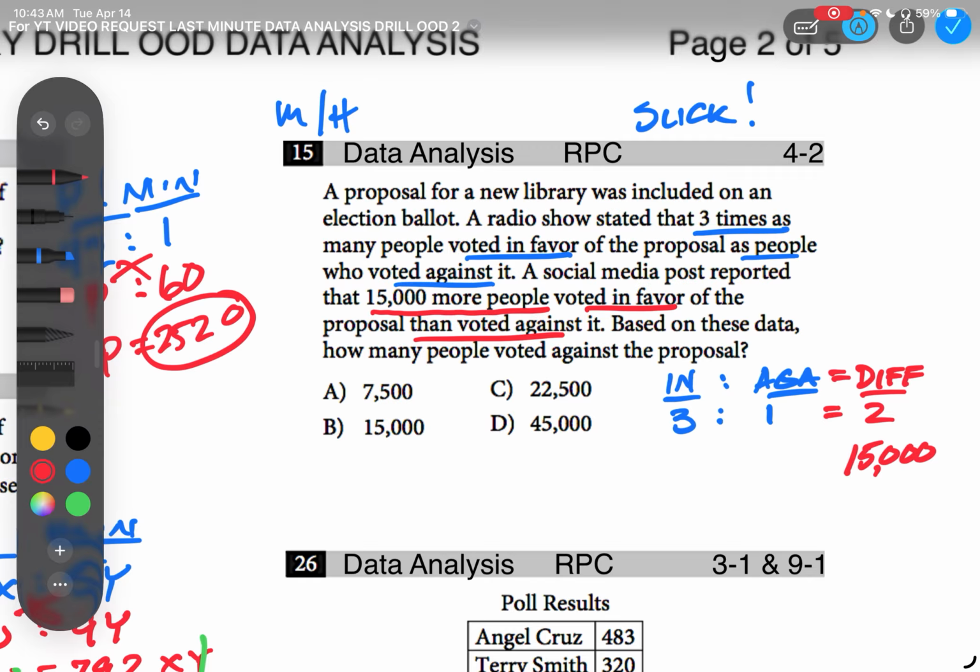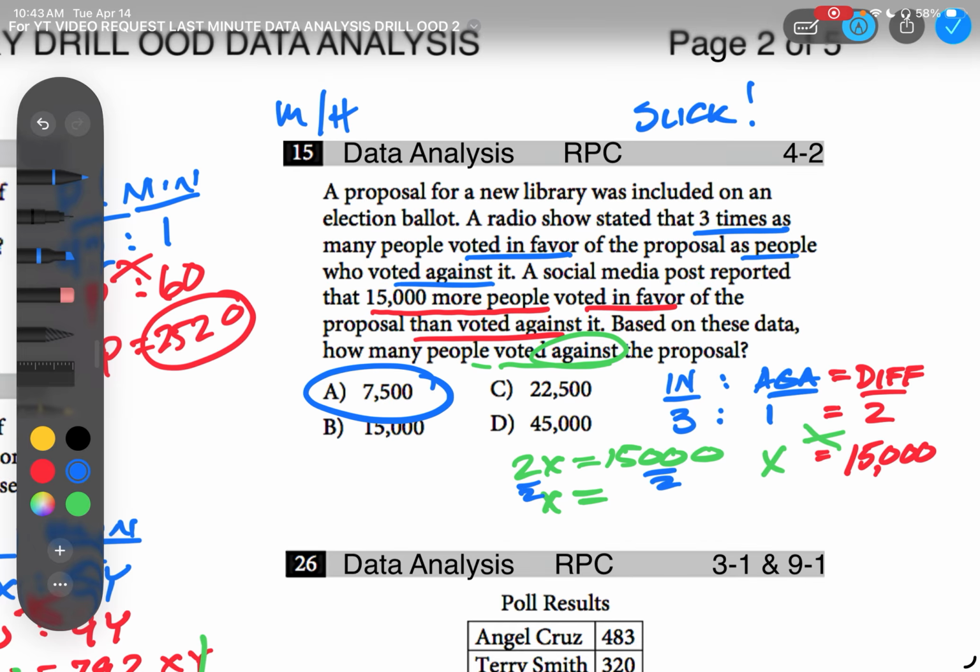The actual number of people more people who voted in favor is 15,000. You put that underneath the two. And that has to go with what? What the question is asking. Based on the data, how many people voted against the proposal? So that will be your X. You can cross multiply. You get 2X equals 15,000. And your answer will be X equals, because we divide 2 by both sides, and our answer is going to be A, 7,500. Get familiar with this question. I bet money we're going to see something like this on the next exam.